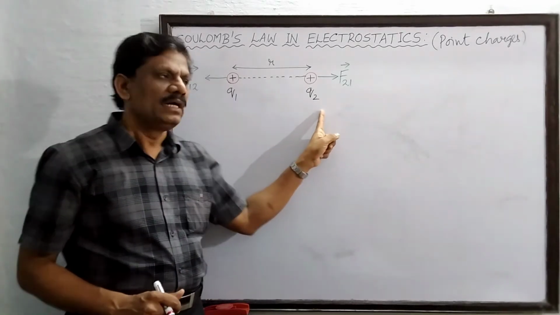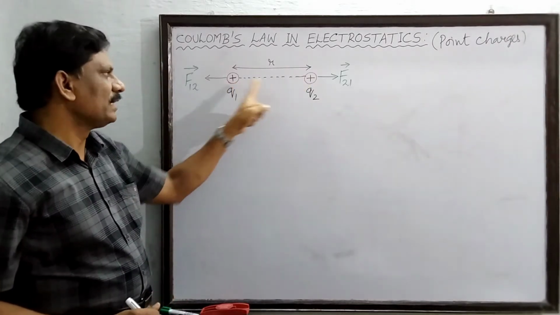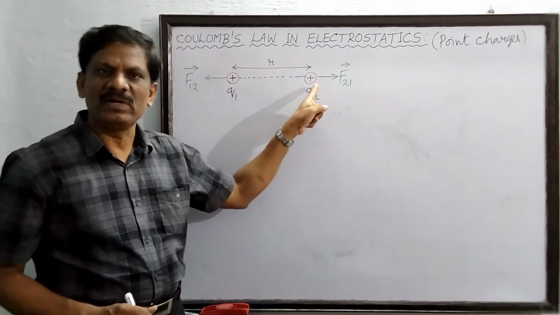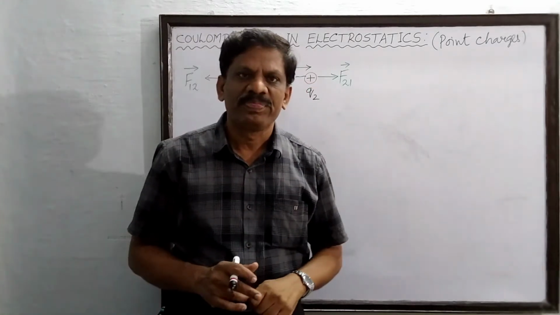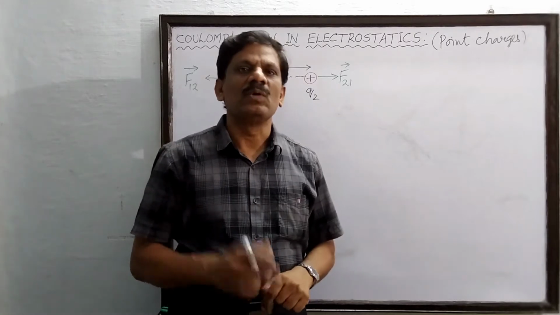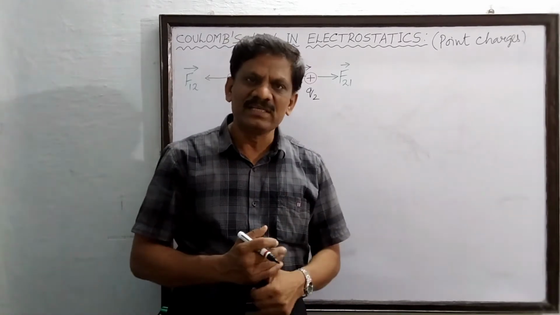Okay students, now here in this picture you can see the two point charges are Q1 coulomb and Q2 coulomb, and I have taken both as positive charges. So Q1 is positive, Q2 is also positive. Are they like charges or unlike charges? They are like charges. So what must be the nature of the force between them? They should repel each other.